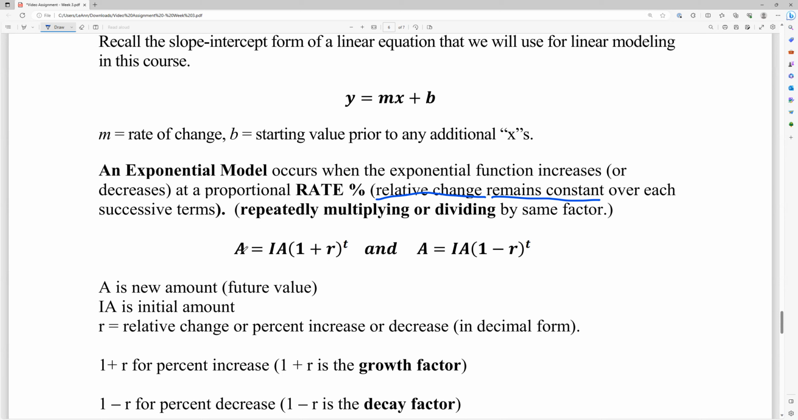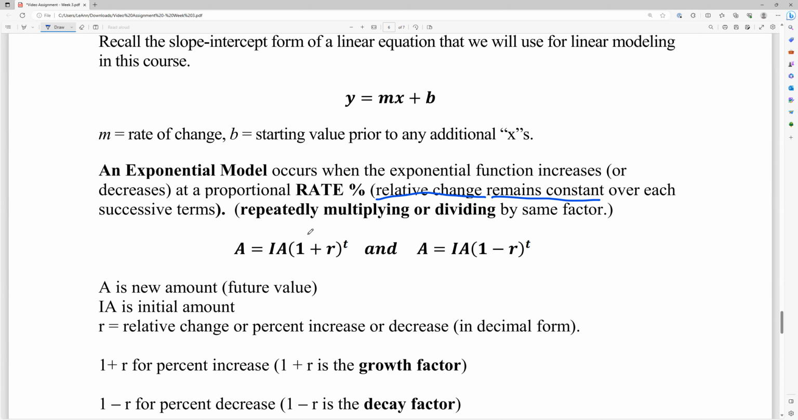So you have your future value that you're going to be solving for, your new amount. You have your initial value. So this is just one variable. We just call it IA. That's one number you're going to put in there. And then you have your relative change, which is your percent increase or decrease as a decimal.